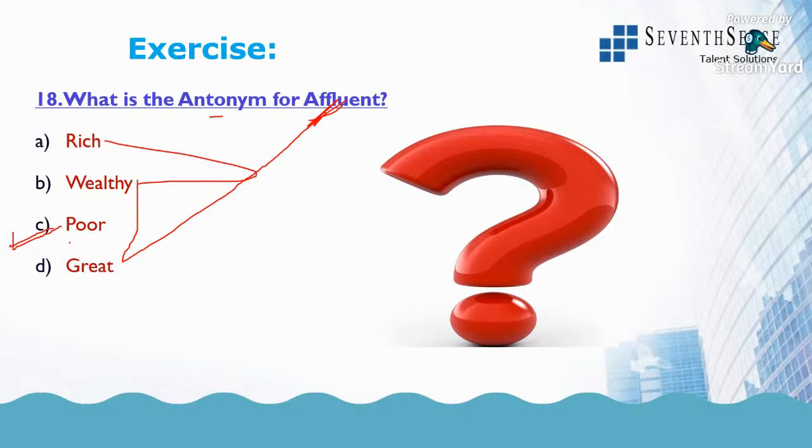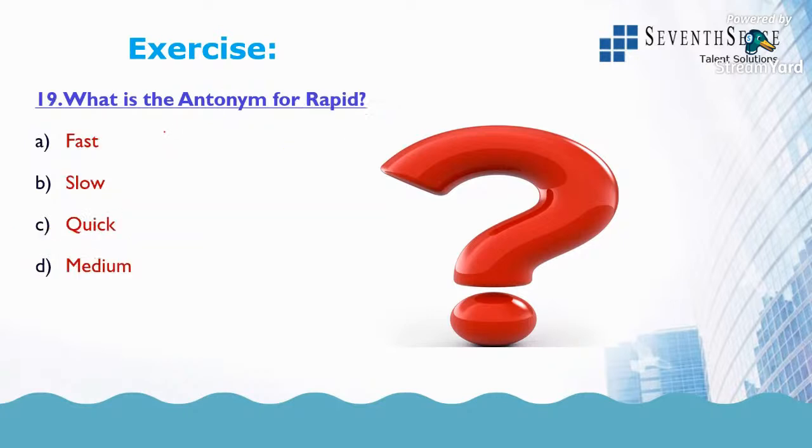Antonym is nothing but the opposite meaning, right? So poverty is being poor. That is, poor is the right answer for the antonym for affluent.